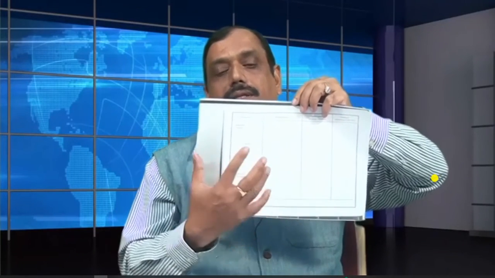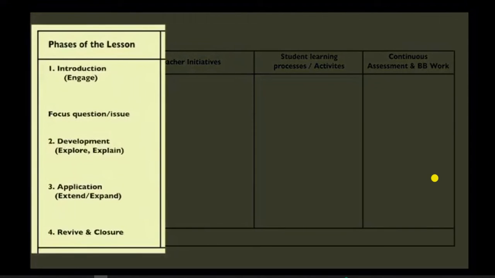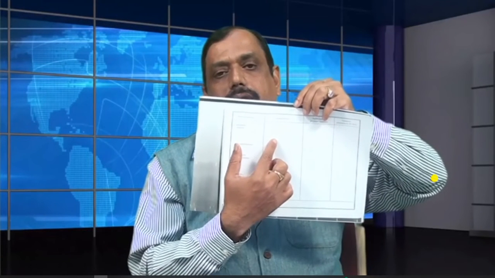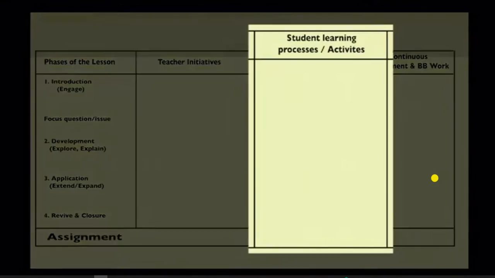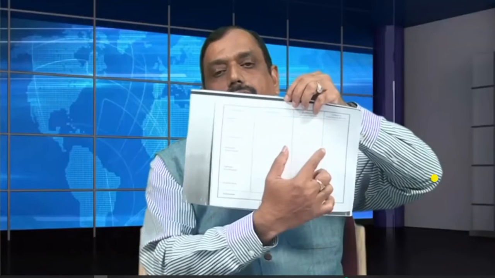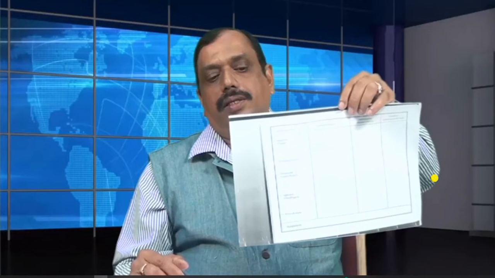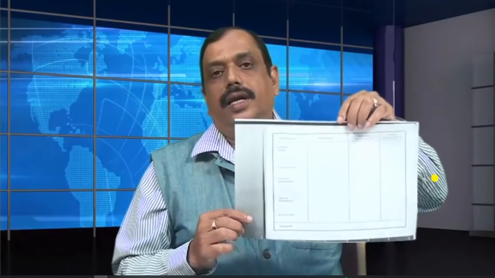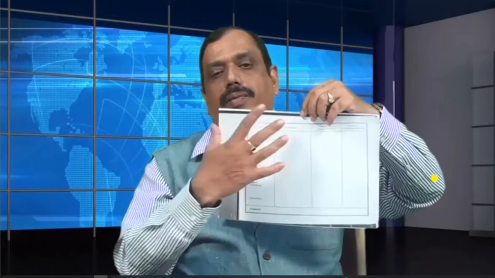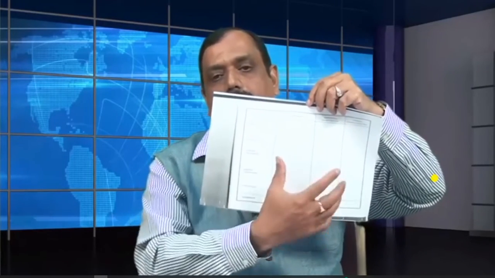The first column of the lesson plan has the introductory part or the different phases of the lesson, the second column is the teacher initiative, the third column is the students' learning activities, and the fourth column is the assessment or the blackboard work. So it has these 4 columns and 4 headings, and now we need to see how this format has to be filled in both horizontally as well as vertically.